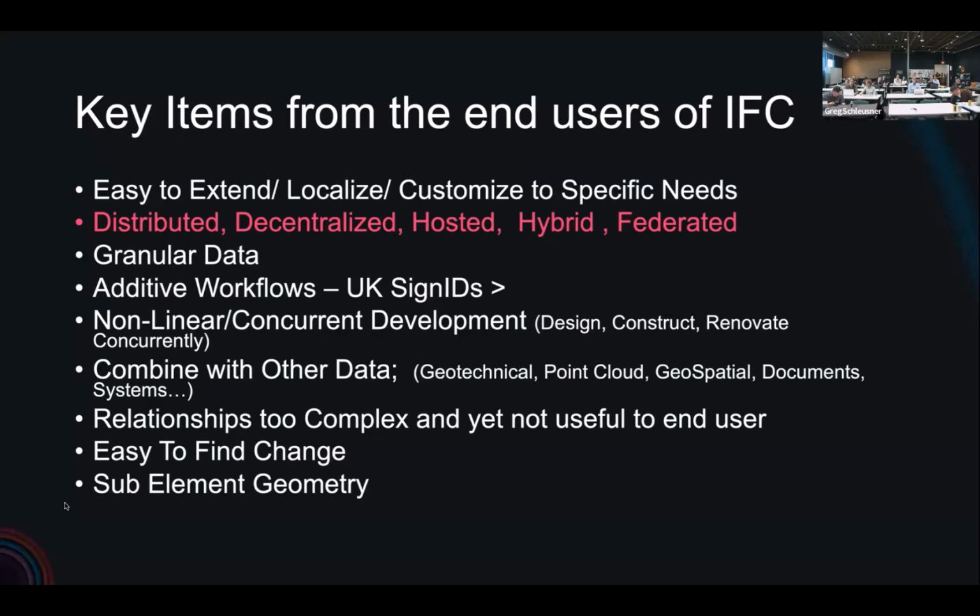So on the UK Road Authority, I know you're going to build a stretch of road. I'll give you the IDs for those signs. You populate the signs, give them back to me at the end, round trip the data. Combined with other data, this is a big one, especially, well, it's from everybody, but you see it in rail, being able to connect to geospatial, other management systems, change. And then I've added this, which is not a request we've not had before: sub-element geometry. So you don't have to think about a whole element, you think about a piece of an element.